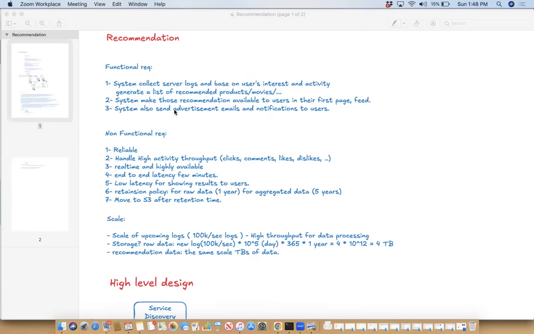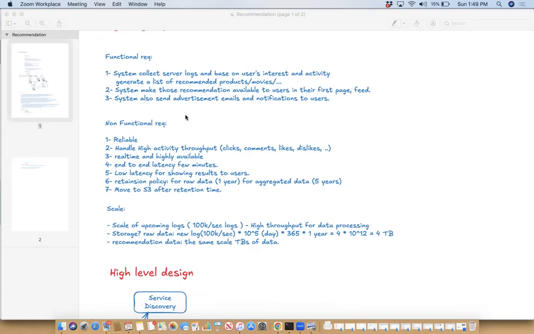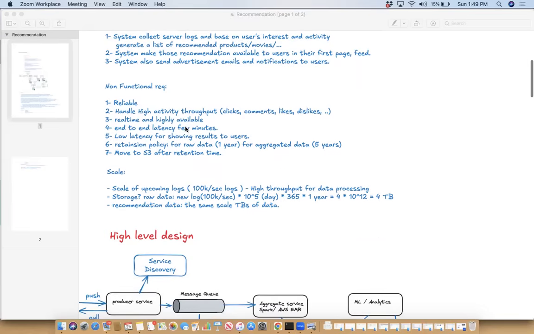System also sends advertisement emails and notifications to users. Okay, this is an interesting functionality as well, to send advertisements. When we know what they are interested in, we'll send more advertisements and notifications to the user. So let's talk about non-functional requirements.